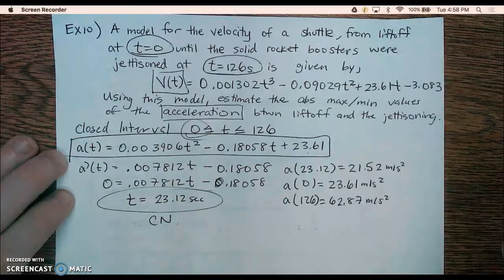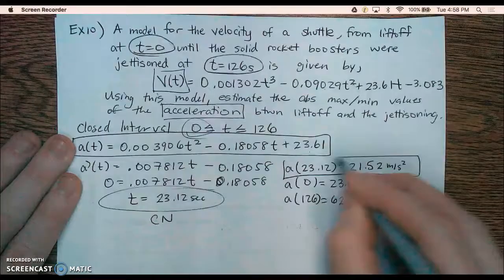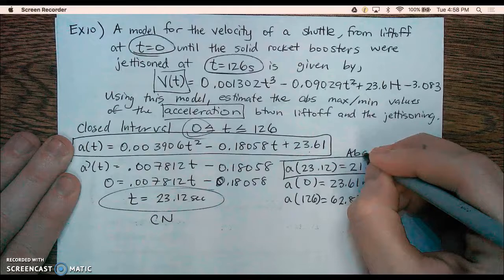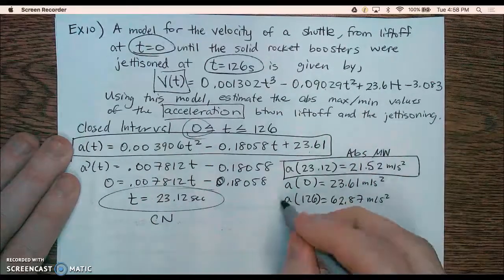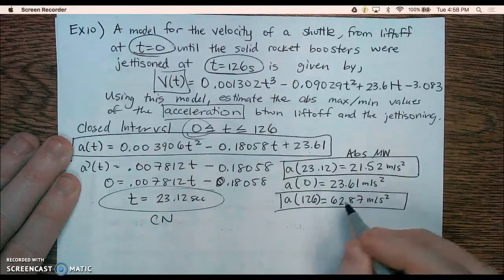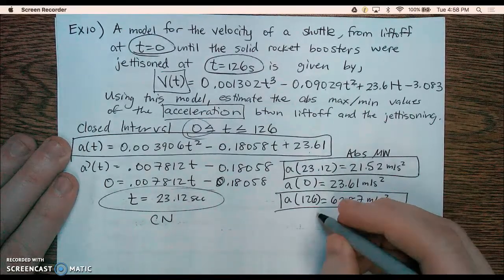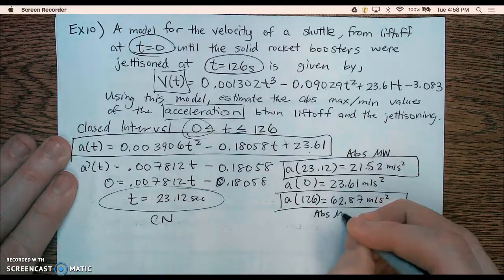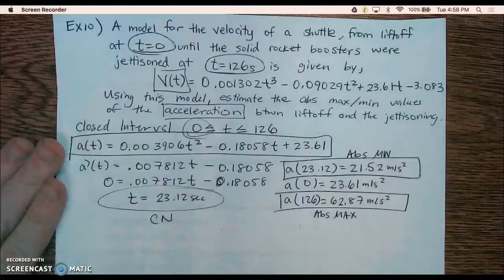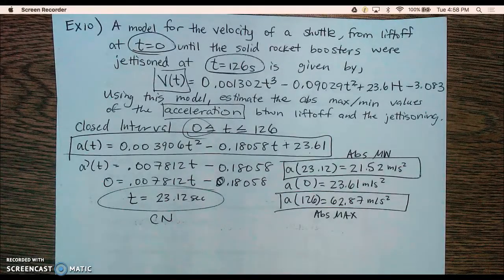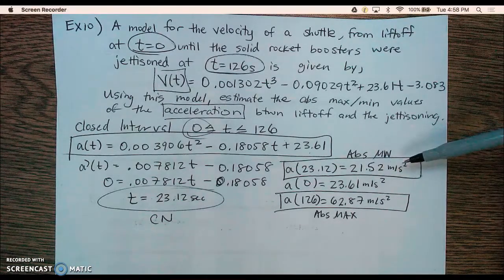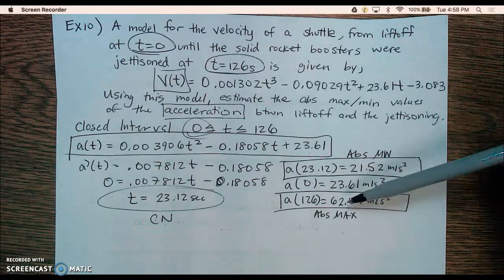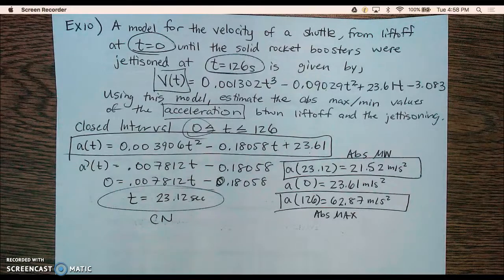So your smallest one is at 23 seconds. That is your absolute minimum. And then your largest one is at 126 seconds, and that is your absolute maximum. And so what we just saw is this space shuttle has a minimum acceleration of 21.52 meters per second squared and a maximum acceleration of 62.87 meters per second squared.